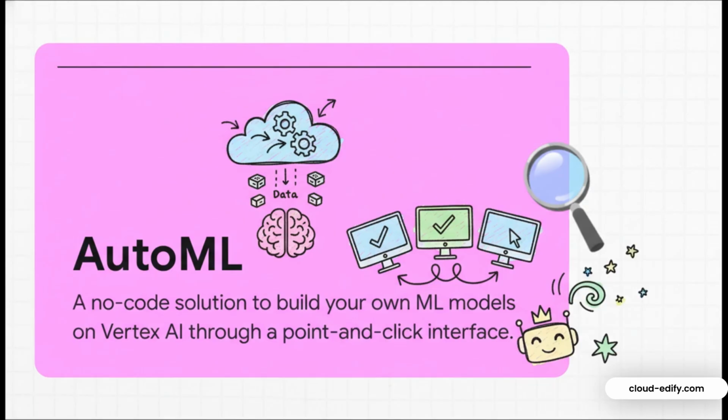And this is where AutoML fits in so perfectly. It's the ideal middle ground. You get to train a custom model on your own data, but you do it all through a simple point-and-click interface. The platform handles all the complex coding in the background, finding the best model for you. It really opens up custom AI to a much wider group of people.